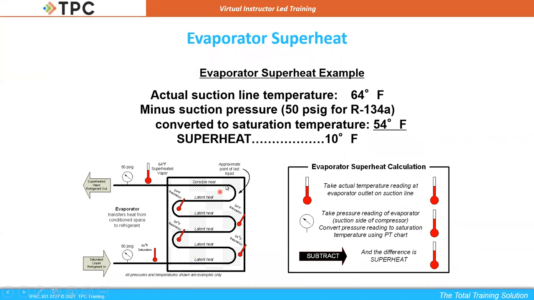We want to know where this point of last liquid is. We want to have as much liquid in the evaporator as possible without pushing liquid out to the compressor. And we want to make sure that we have a good temperature going back to the compressor. So that's where superheat is measured. It's measured on the outlet of the evaporator before it gets into the compressor. And we want a nice constant temperature going into that compressor.